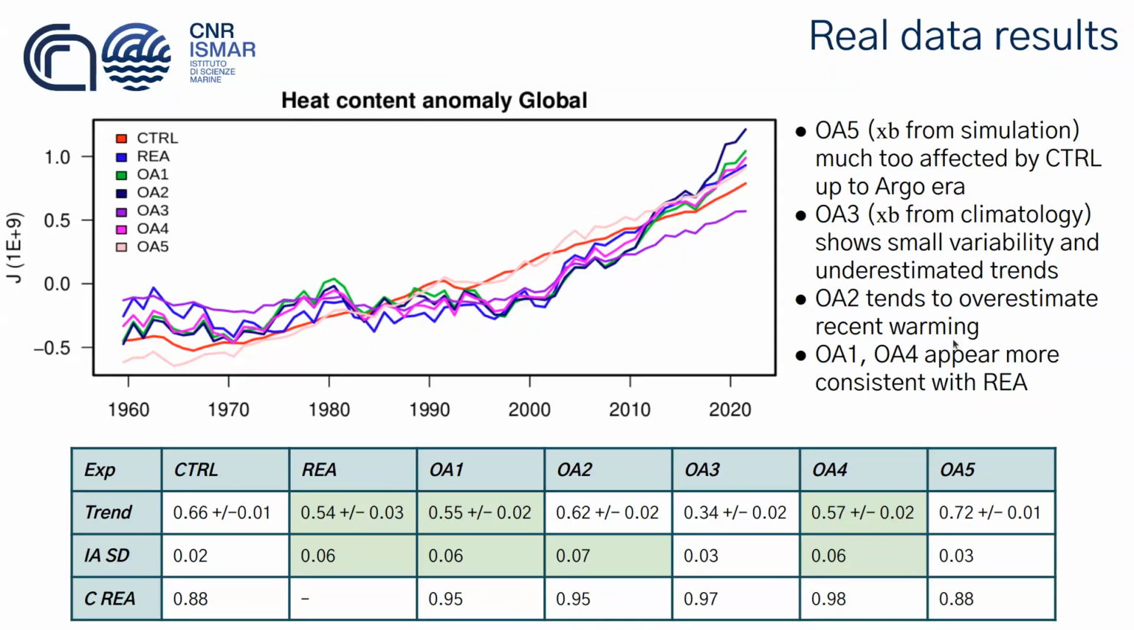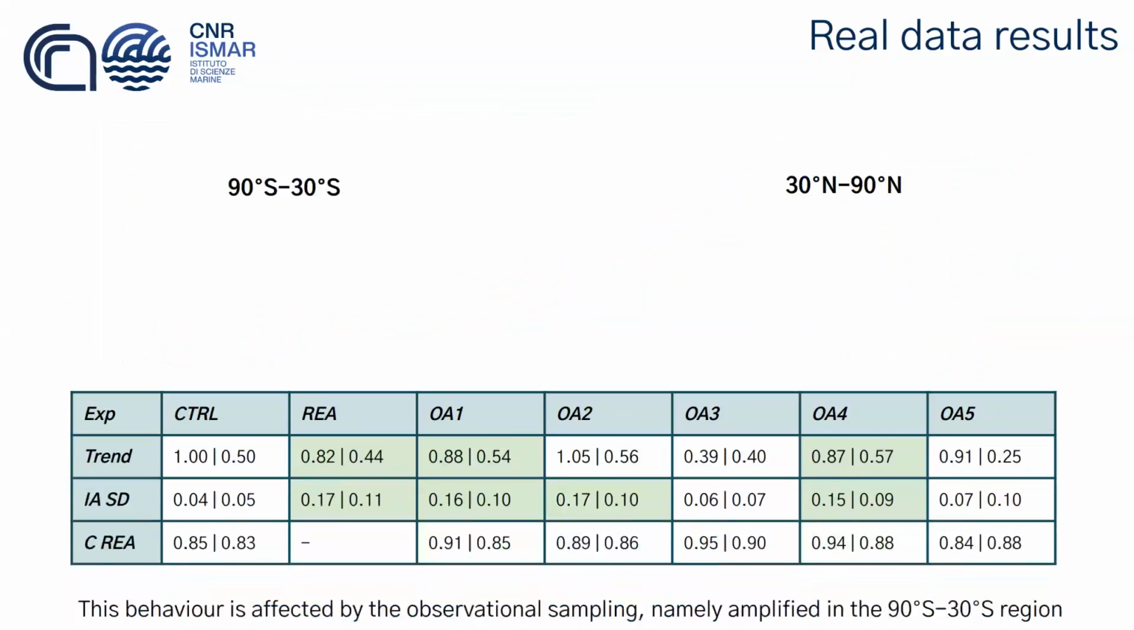OA2 tends to overestimate the recent warming because of the artificial cumulative effect of the tendency, while the other two are quite consistent with the reanalysis. In particular, in the table, we added the trend and the interannual variability, as I defined before, and the correlation with reanalysis. So you can see that the main point here is that the somewhat large variability that you can find at subdecadal scale in reanalysis is not an artifact of the reanalysis, but is visible also in objective analysis.